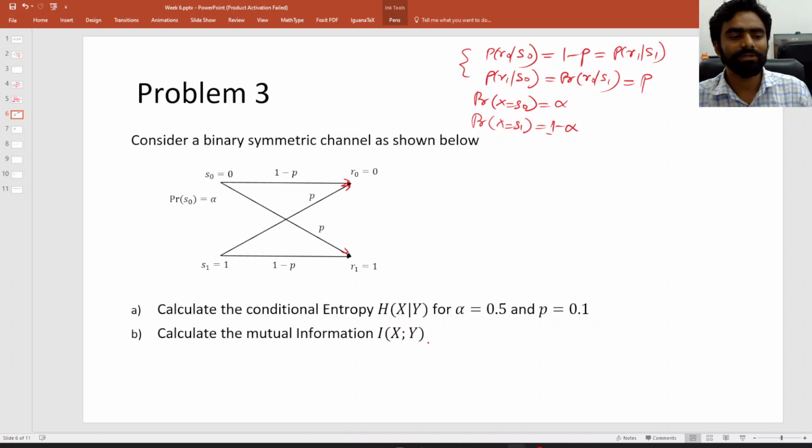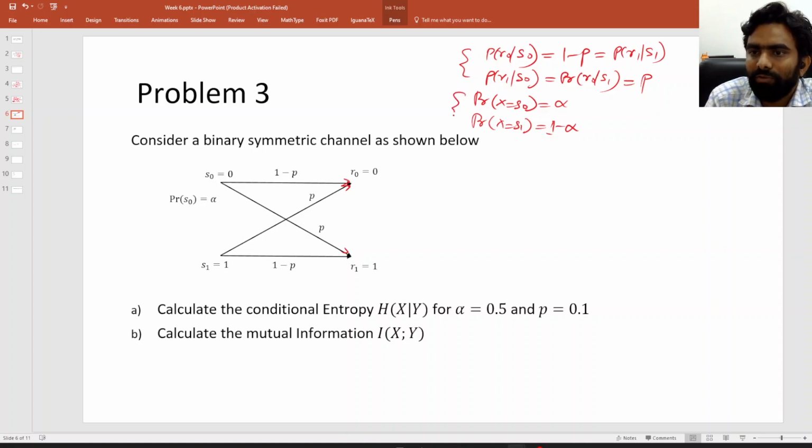Now you have to find the conditional entropy H of X given Y. So what is the formula for the binary symmetric channel, H of Y given X? What is the formula?